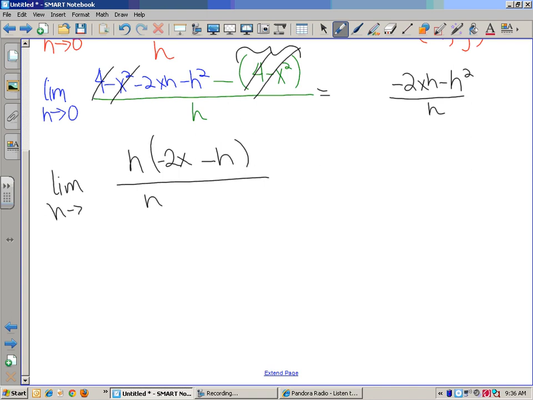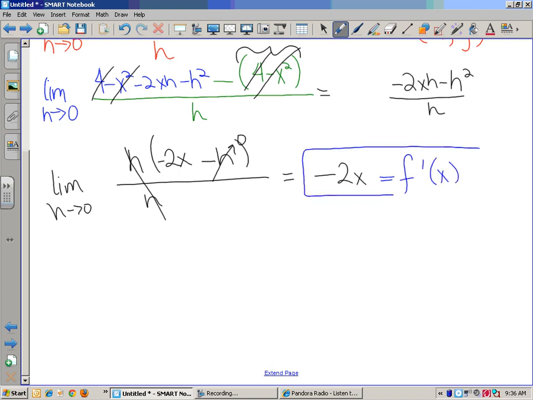All over h. Okay. So here I am. Now I can cross that out. And here's my answer. Let h go to 0. What's negative 2x minus 0? It's just negative 2x. Okay, so here's the deal. So we did all of this limiting process, and here's what we really came up with. This is really f prime of x. So stage 1 complete.